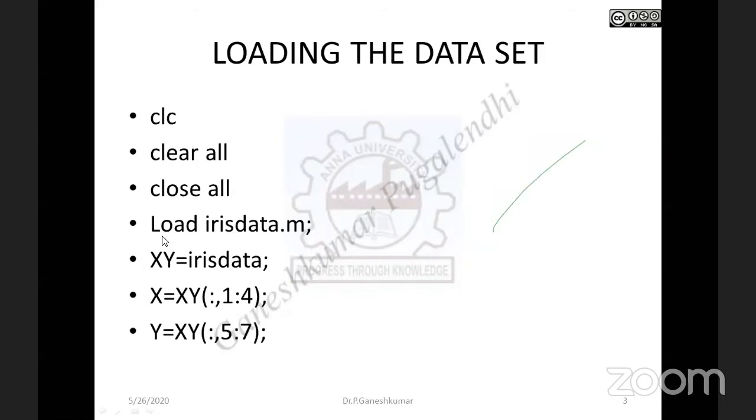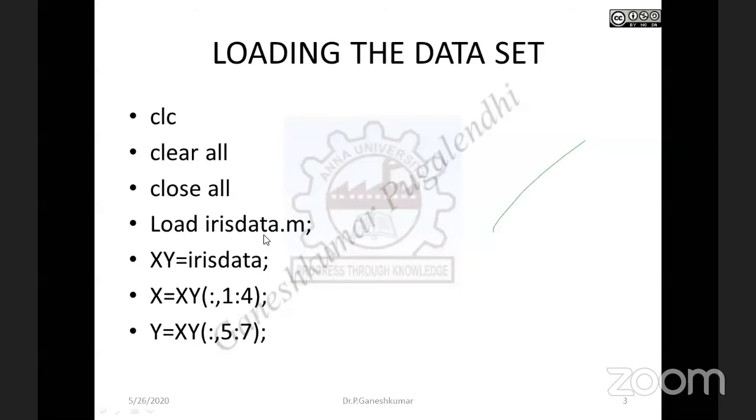The first computational statement is the load command. So load irisdata.m. What is this data? This is data about a flower belonging to the family of iris. There are three kinds of flower: setosa, virginica, and versicolor.